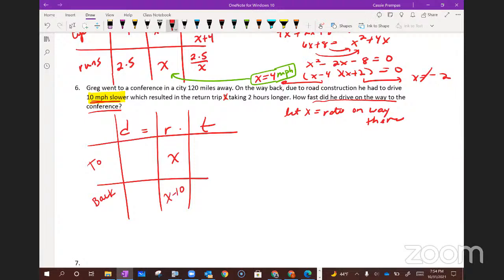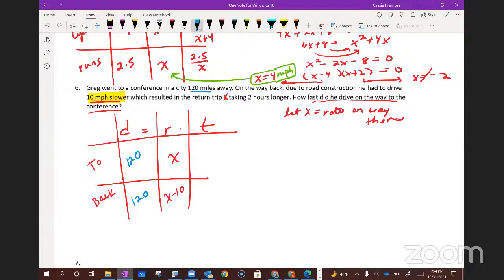Now they have to give me either the distance for both pieces or the time for both pieces. So it said he went to a conference 120 miles away. So if he's going there and back, they actually did give me the distance, because there and back has to be the same. So 120 miles, 120 miles.